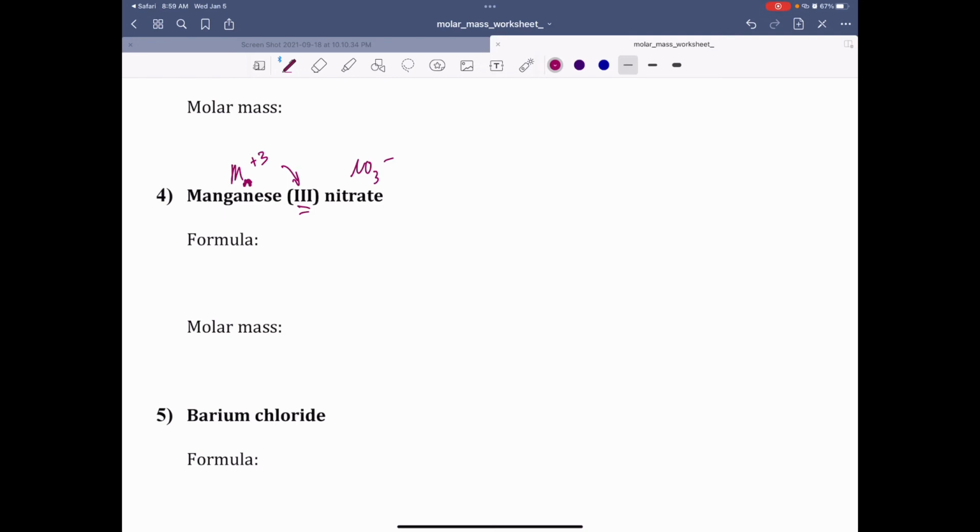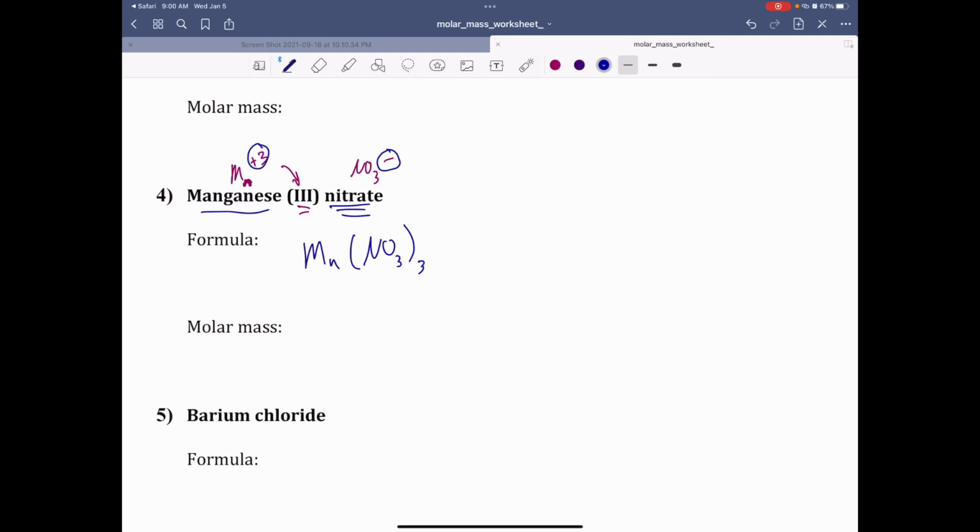Again, first step, you've got to figure out what the symbols and the charges are before you can balance it out to get the formula. So now if you look, manganese has a +3 charge, and nitrate has a -1 charge, you're going to need 3 nitrates to balance out a single manganese. So that's where the formula comes from. It's going to be Mn, and then you need 3 nitrates, so you've got to use your parentheses. So that's how you do the formula. Again, start with the charges of each individual ion, and then balance it out. Once you've balanced it out and you have the formula, we can do the molar mass.